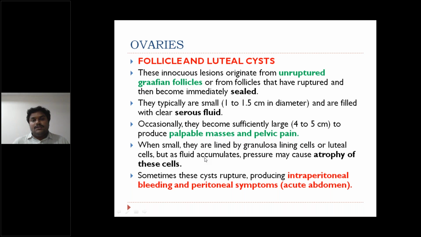Even when they are small, they are usually lined by granulosa cells or luteal cells, but as the fluid accumulates, the pressure will cause atrophy of these cells. So sometimes this will cause a rupture and produce intraperitoneal bleeding and peritoneal symptoms like acute abdomen. This is called Mittelschmerz. We should also remember one point about Mittelschmerz. During the time of ovulation, along with the ovum, some blood will be released into the peritoneal cavity, resulting in acute pain. That is called Mittelschmerz.